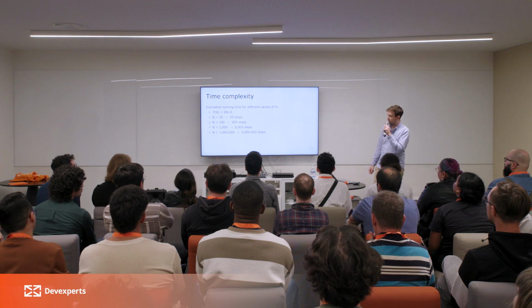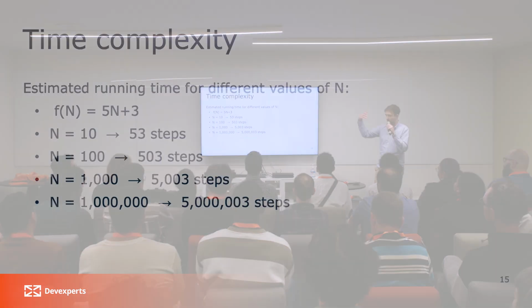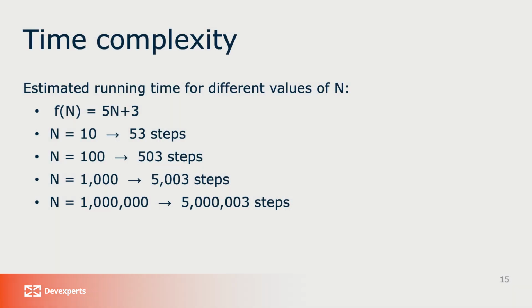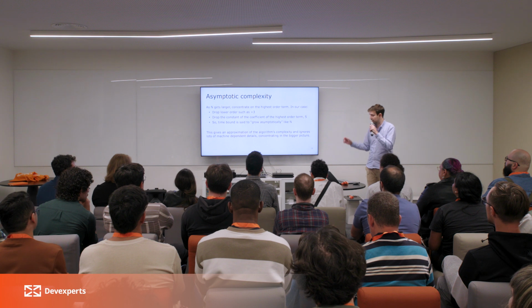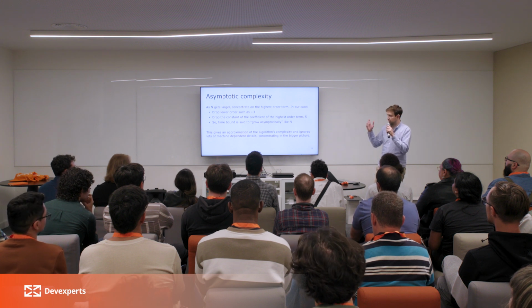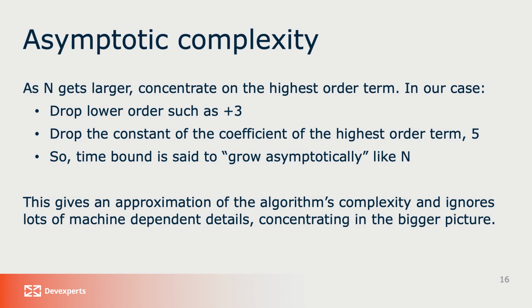So this 5n plus 3 scales with n. If we have an n of 10, it goes to 53. If we have an n of 100, it will go to 503, and so on. So this is why it's important to have the asymptotic complexity concept in mind, because we only want the highest order term, the one that scales. So we will drop the constant +3, and then drop the coefficient of the highest order term, which is the 5. So we can say that it grows asymptotically like n.